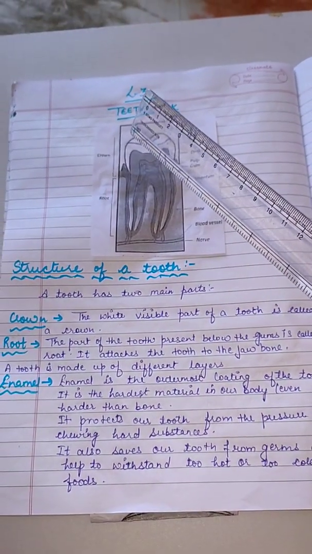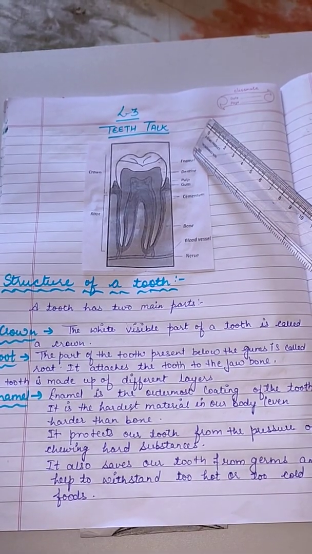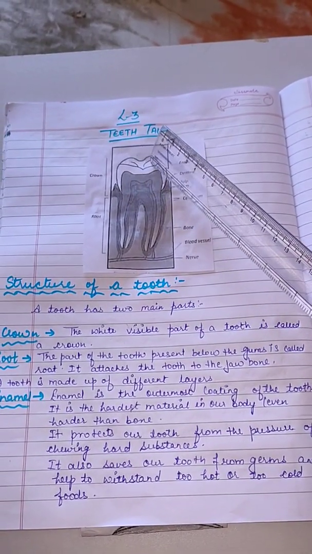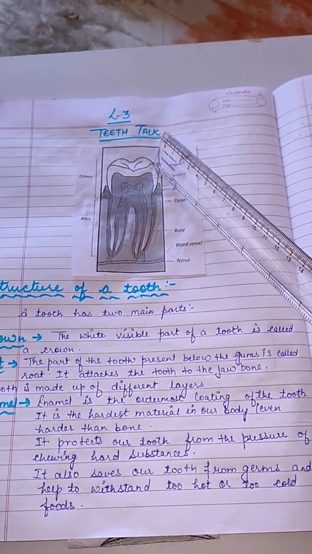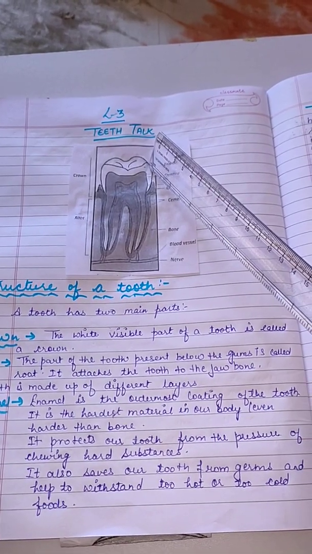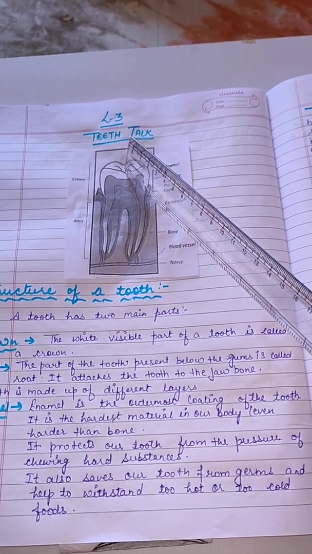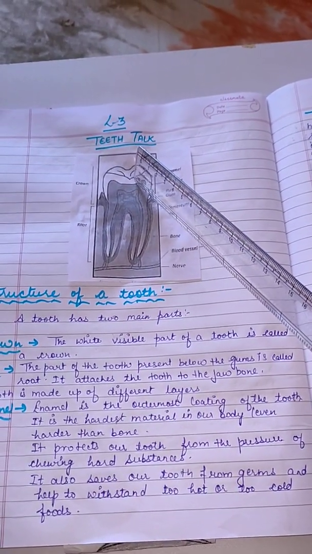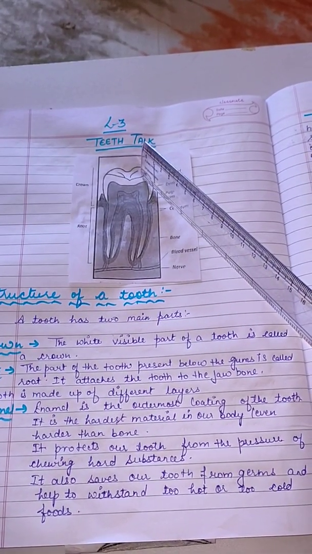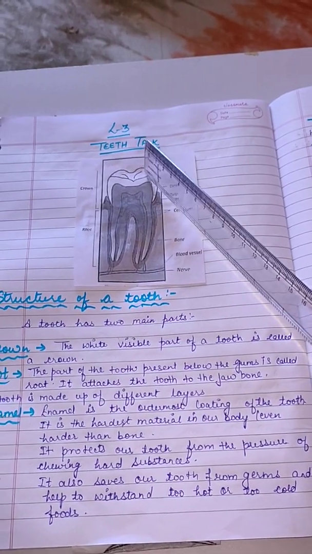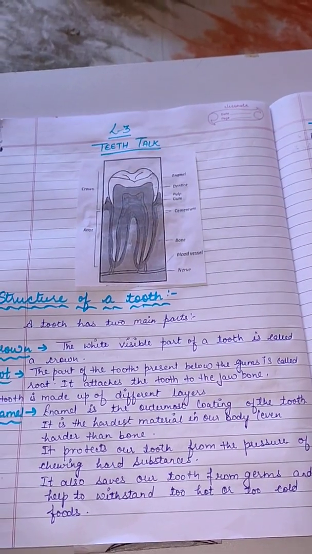Number one is enamel. Enamel is the outermost coating of the tooth. It is the outermost part of the tooth, and it is the hardest material in our body. Even it is harder than our bones. And what is the function of this enamel? This enamel protects our tooth from the pressure of chewing hard substances. It also saves our tooth from germs and helps to withstand too hot or too cold foods. So this enamel saves our tooth from the attack of germs, right?